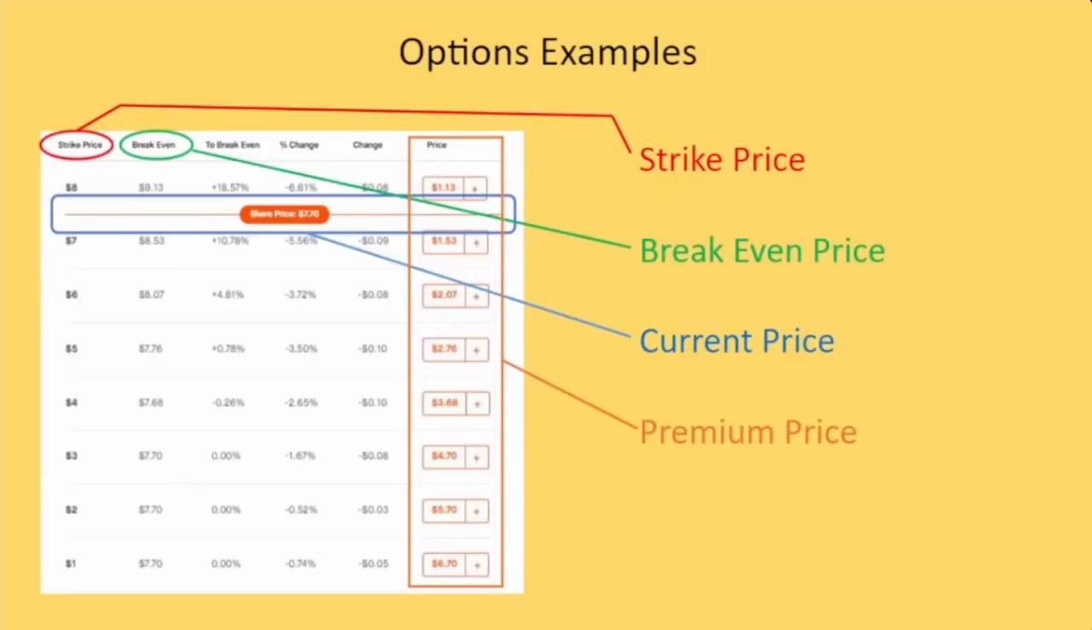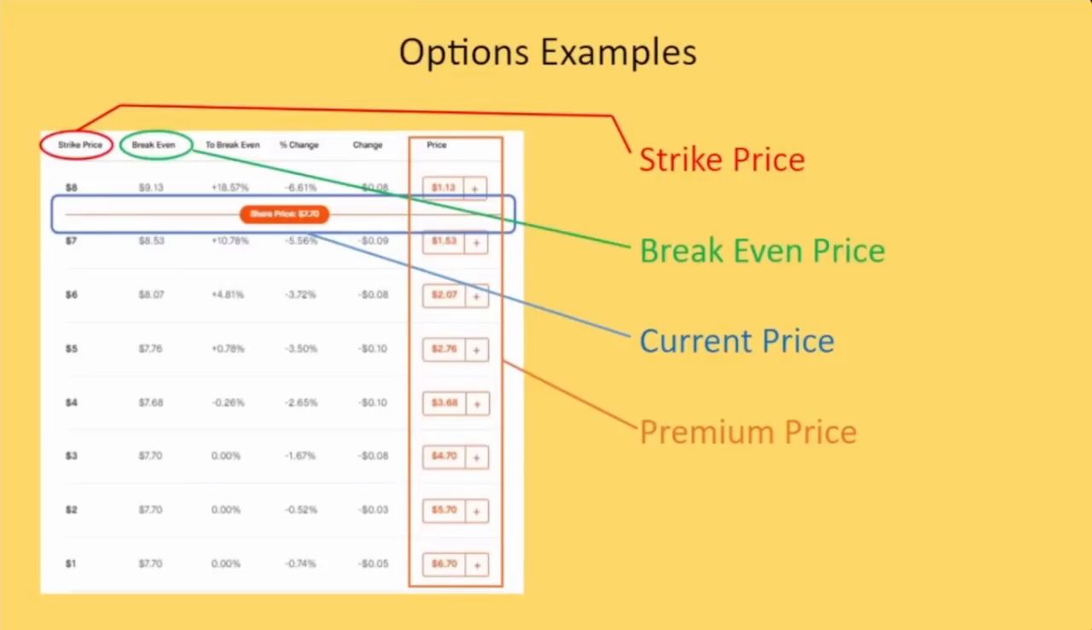The premium, as you can see, is in the orange box. It's going to be the one on the right-hand side of our screen here. Every single price in there is a premium for a contract. That's the price for that contract. So as you can see, the $8 strike price at the very top of the screen is currently selling for a $1.13 premium.